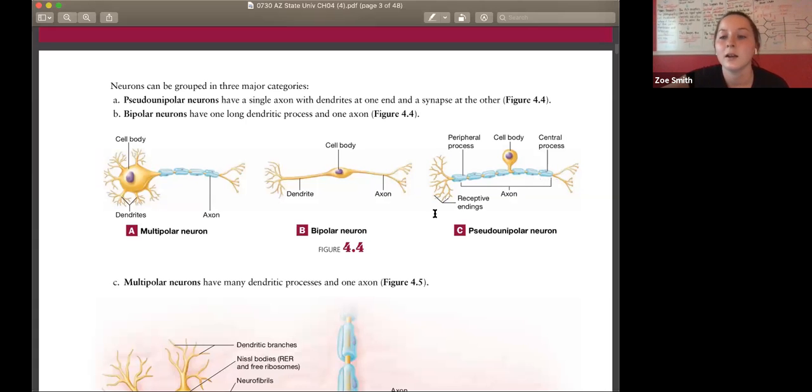And then the bipolar neurons have one long dendritic process and one axon. So you can see on this side is the dendrite, which it just has one for this kind, and this side is the axon. And then you also have multipolar neurons that have many dendritic processes and one axon. So right there is a good example of a multipolar neuron. It has a cell body, lots of dendrites, and then one big long axon.